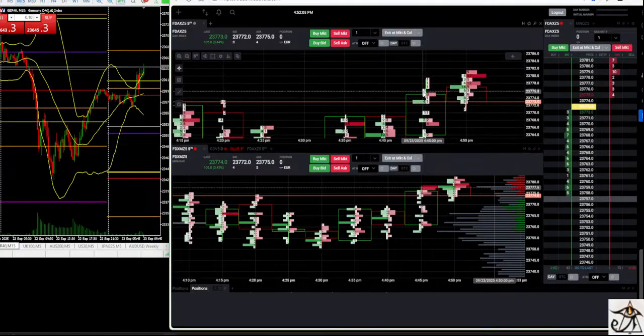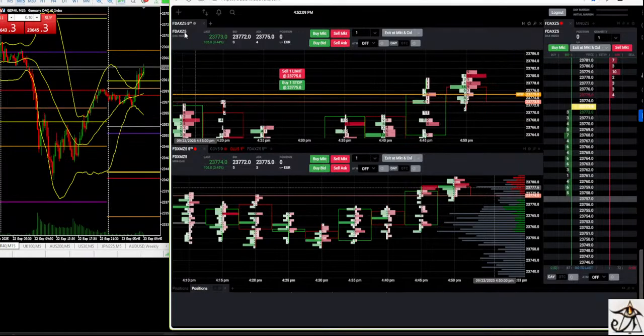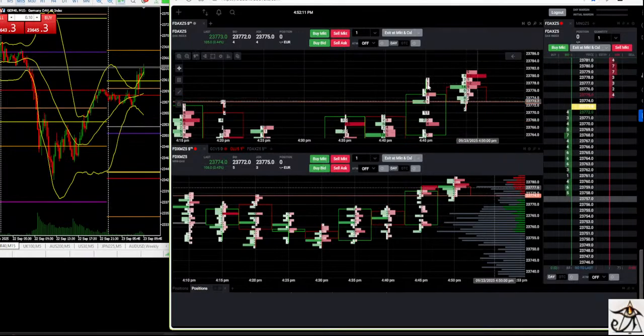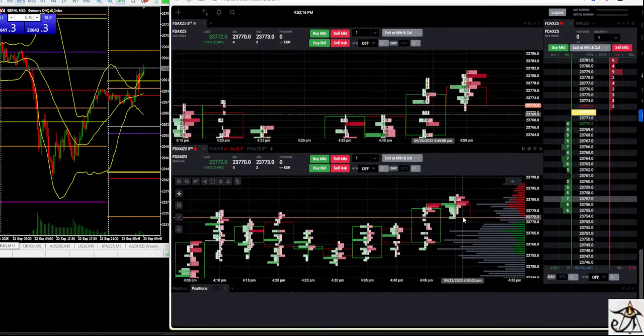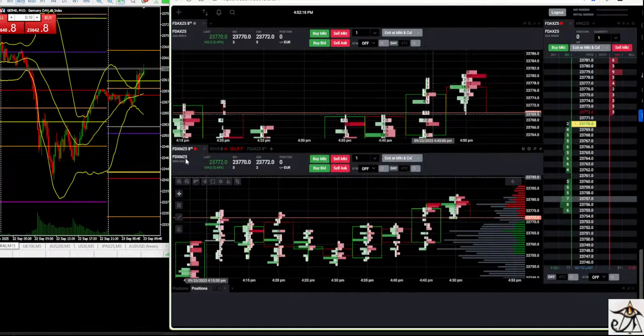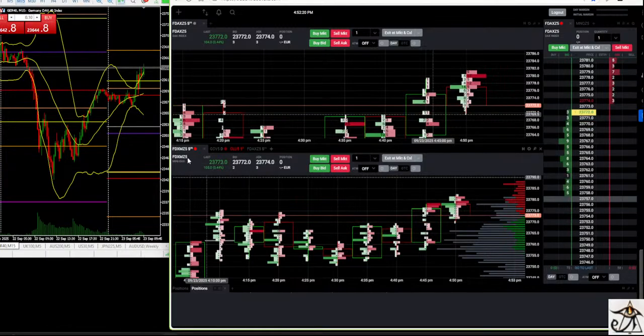So we've got 8 minutes till the open. I'll run through some quick analysis. We've got the FDAX here, the full contract order flow, and then down here we've got the mini DAX as well, FDAX M, and the current quarterly contract is Z5.